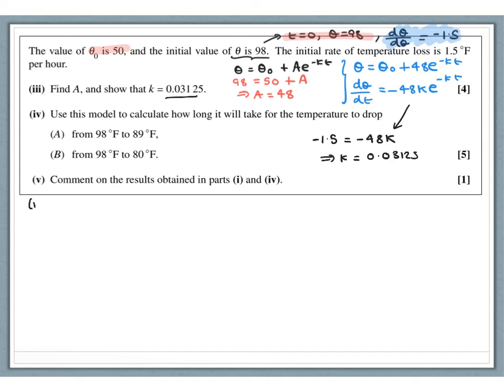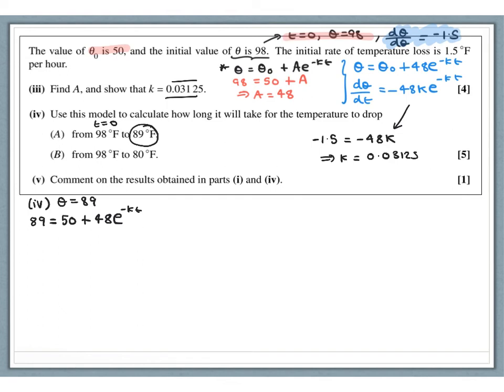So part 4, use this model to calculate how long it will take for the temperature to drop from 98 degrees Fahrenheit to 89 degrees Fahrenheit. So we know that when t equals 0, that's when the temperature is equal to 98 degrees Fahrenheit. So let's make the temperature equal to 89 degrees Fahrenheit. So that means I have 89 equals 50 plus 48 e to the negative kt. But of course we know the value of k. I'm substituting into the equation up over here, but with the known values.